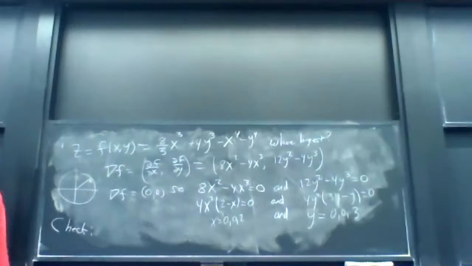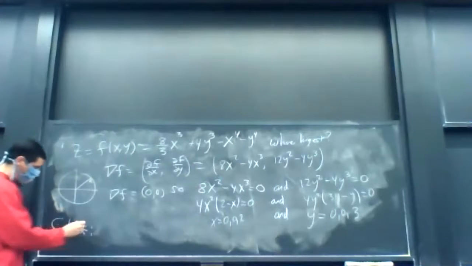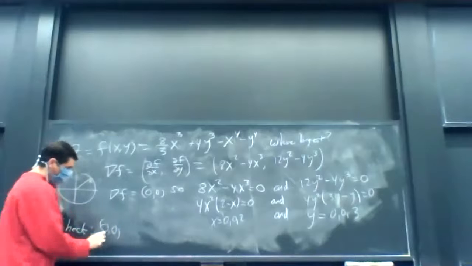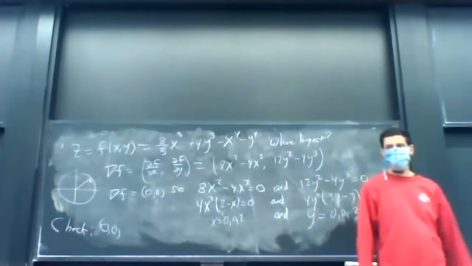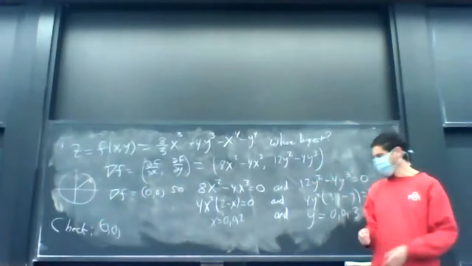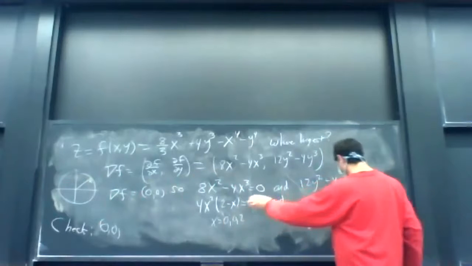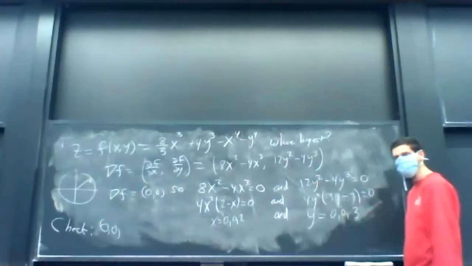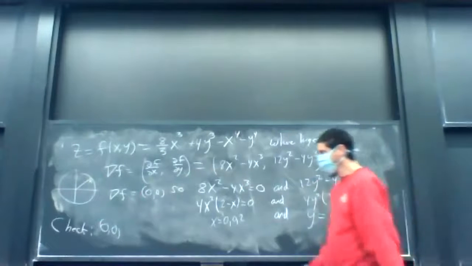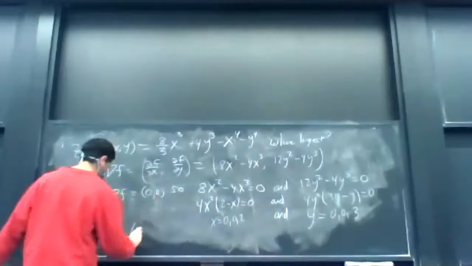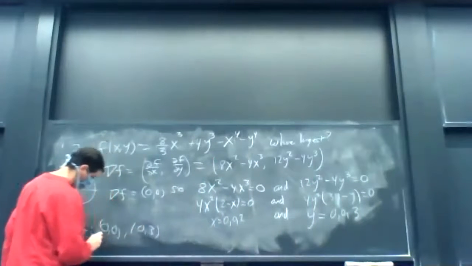So what points do I have to check now? 0, 0. X could be 0 and Y could be 0. What else? I want to go through it in a nice order so I don't miss anything. So I'm first taking X equals 0, then I take Y equals 0. Next I should take X equals 0 and Y equals 3. So I could check 0 and 3.